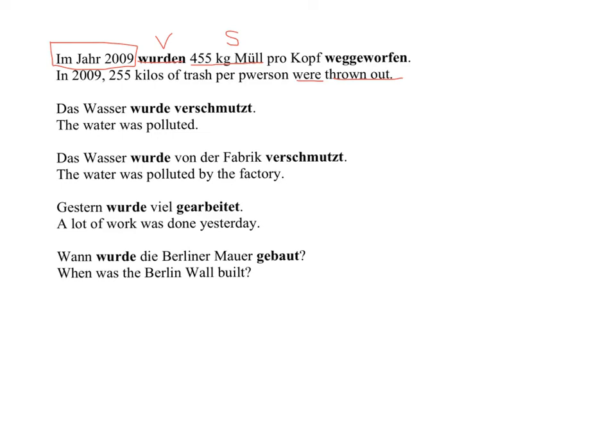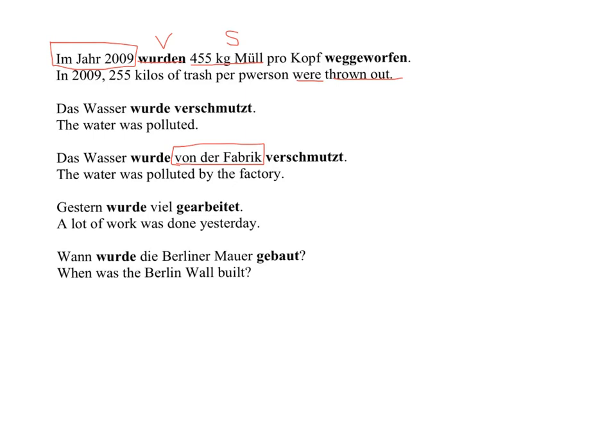The next one, das Wasser wurde verschmutzt. The water is singular, so that's the er/sie/es form of wurden. So das Wasser wurde verschmutzt, the water was polluted. Here is an example where the details added who is polluting the water. In this case, it was die Fabrik, the factory. Die changed to der because von is a dative preposition. Gestern wurde viel gearbeitet. So gestern, time first, saying yesterday. A lot of work was done.